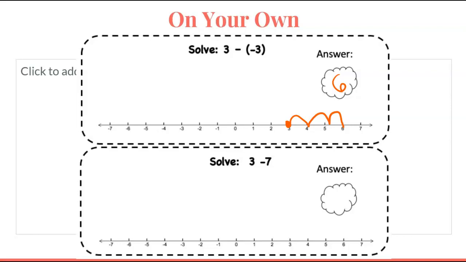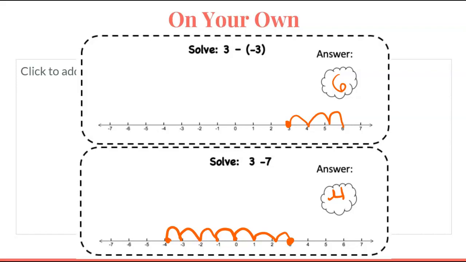Okay, let's check the next one. We have +3, and we're subtracting 7. Since we're taking away a positive, we move to the left. 1, 2, 3, 4, 5, 6, 7. I end up at -4. So start with the first number, and your second number tells you whether you're going to move left or right. Okay, and where you end up is your answer.